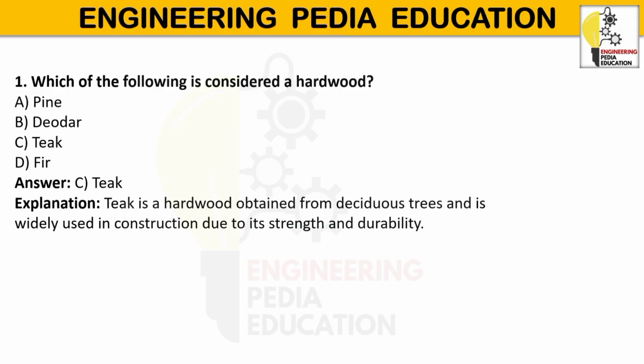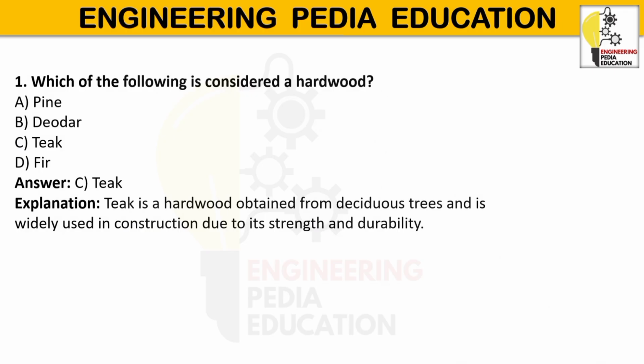Teak is a hardwood obtained from a deciduous tree and widely used in construction due to its strength and durability. Teak is a hardwood obtained from the tree Tectona grandis. It is naturally rich in oils and silica, making it highly resistant to moisture, termites, fungal attack, and decay. What are the properties? Golden brown to dark brown in color, high strength and excellent durability, naturally resistant to water and weathering, easy to season and has good dimensional stability. It has a long service life even in outdoor conditions.